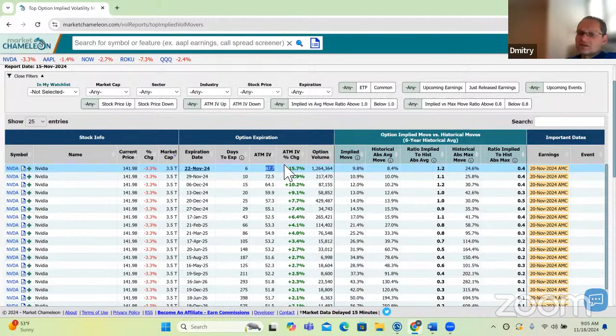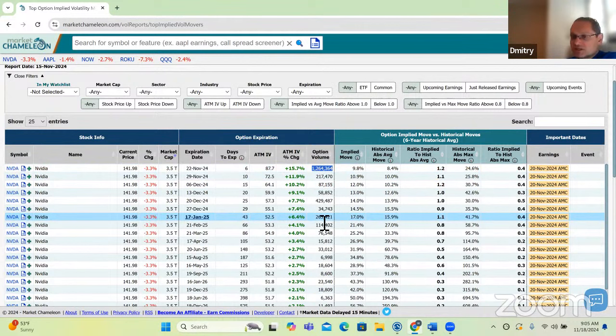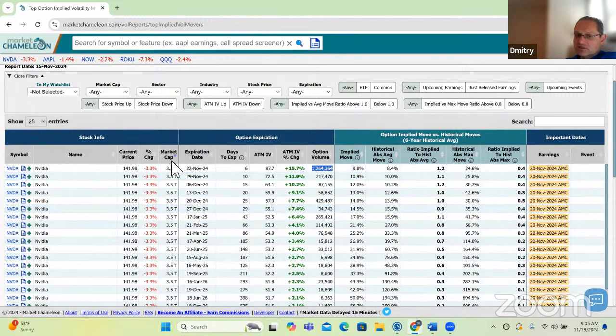And then next to it, we see the option volume, which is 1.26 million option contracts that traded in that expiration. So in NVIDIA, November 22nd expiration, 1.26 million contracts traded. That's also important because it lets us know the trading volume behind the move.